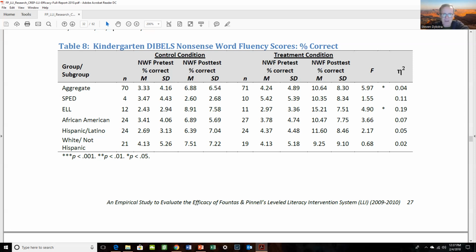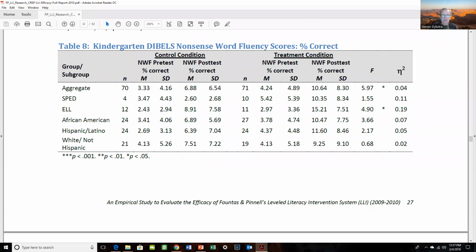Now, looking at the table of numbers up here, we have, going down under F, we have 6 inferential statistics, starting with 5.97, running down to the bottom at 0.68. How many have an asterisk next to them? Only 2. The other 4 are not statistically significant. What this shows us is that in kindergarten, when we grouped everybody together, there was a modest benefit to doing LLI, but most of that comes from the ELL kids. Most of that comes from the kids who are English language learners.